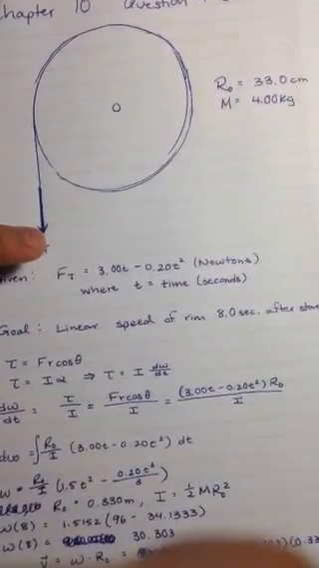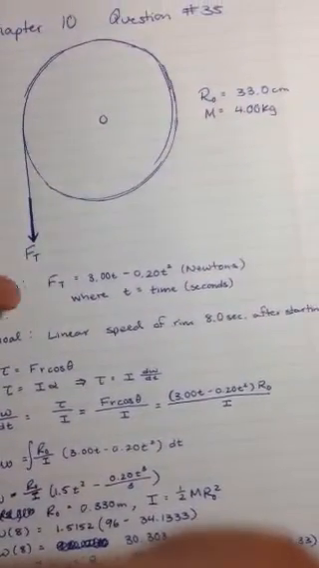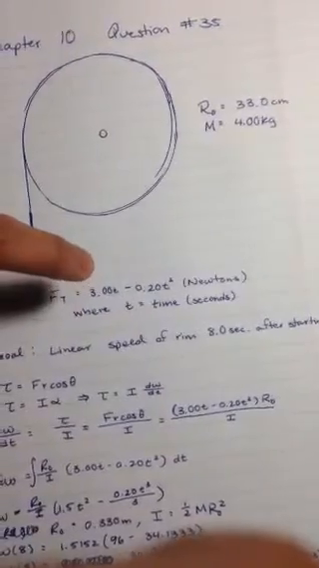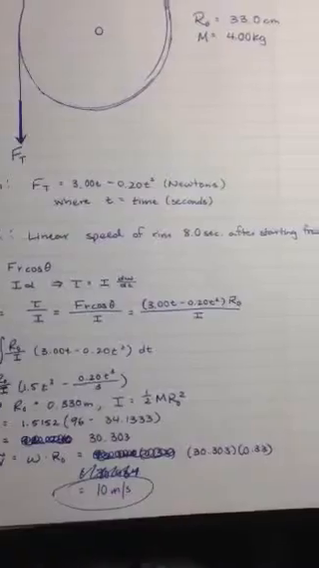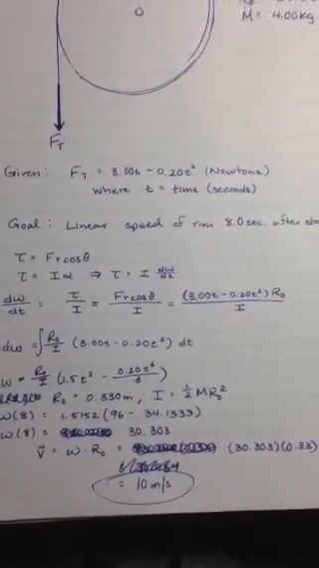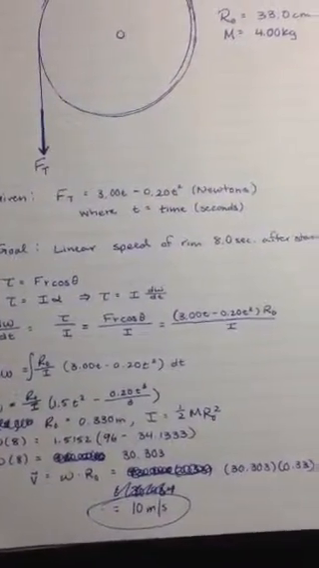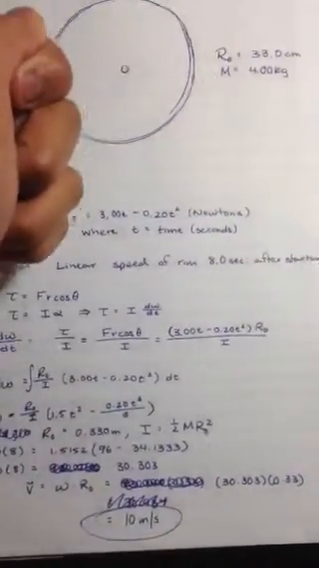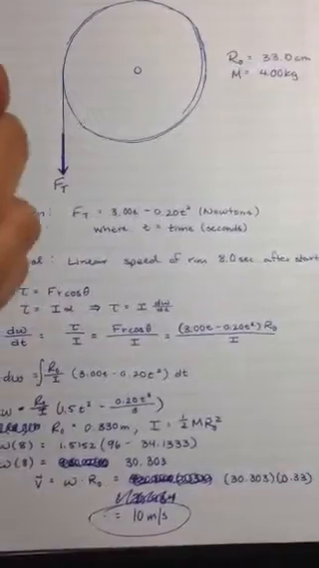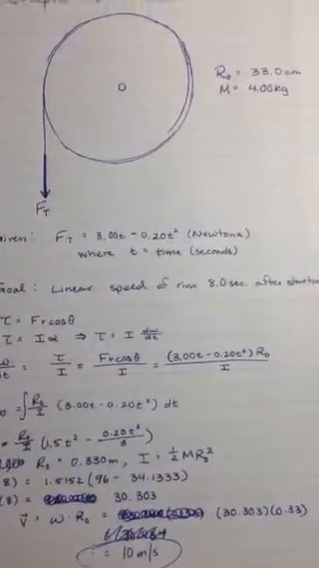And that tension is given in newtons, where t is equal to time in seconds that you're pulling the string for. So our goal is to find the linear speed of a point on the rim 8 seconds after starting from rest. So as you're pulling it, at 8 seconds, they want to find the speed of a point on the rim.